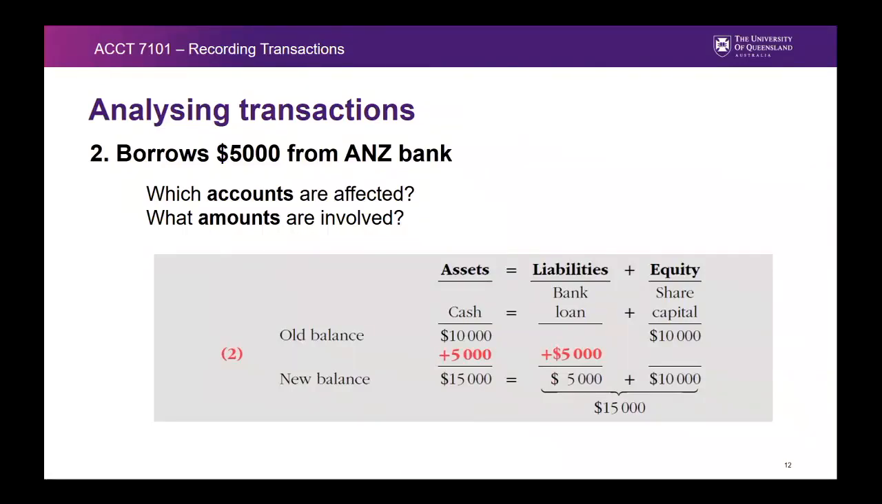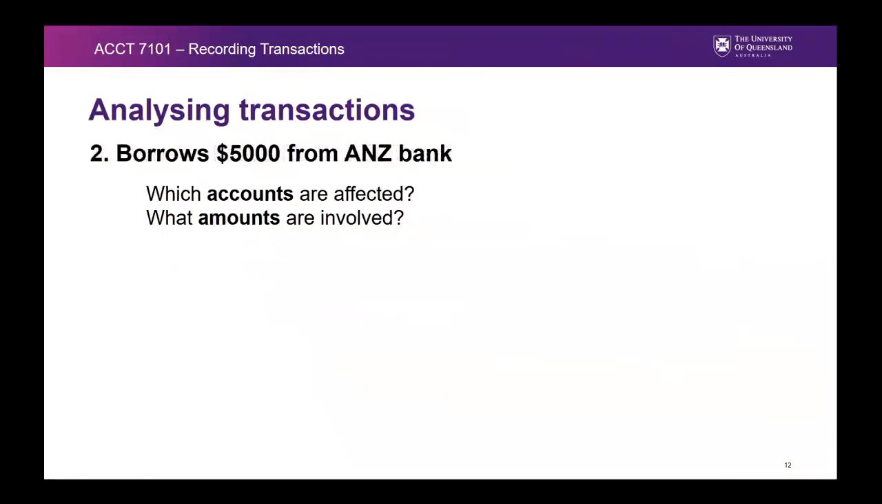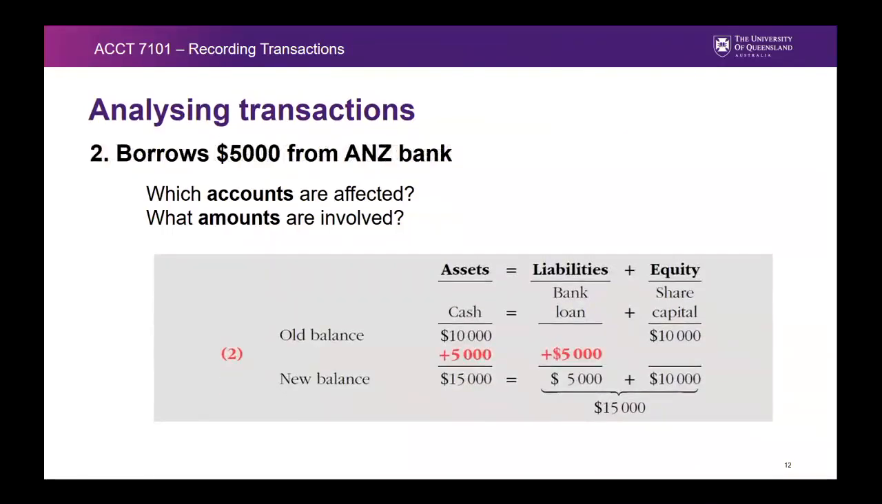So our assets go up by $5,000 and our liabilities go up by $5,000 there. And then if we add it to our last transaction, we keep an update of our total assets and total liabilities and total equity, and we'll see that our equation still balances, of course. So our assets here, $15,000, equal the liabilities plus the equity.